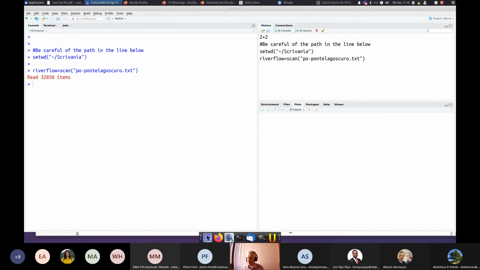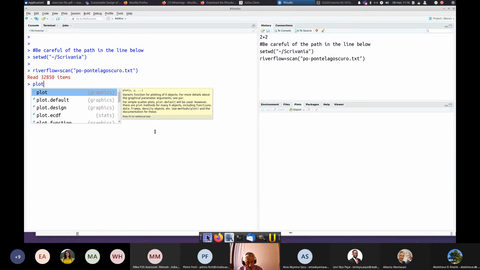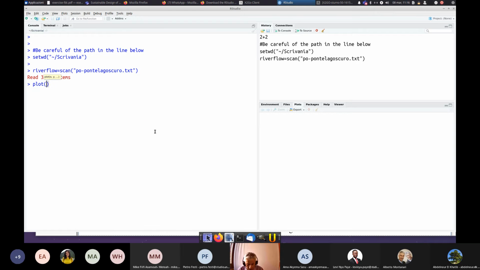Okay, now what we have to do is just to move forward with the cut and paste. We read the river flow data. Before moving forward with the cut and paste, let's plot them, just to see how they look. Plot river flow, and let me write type equal line.